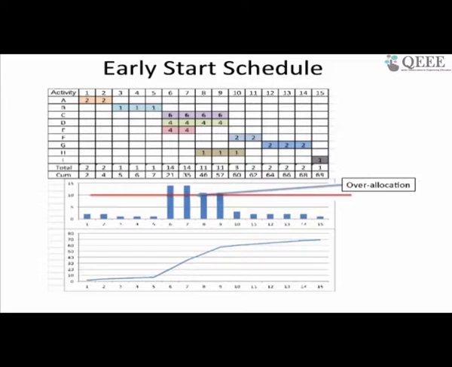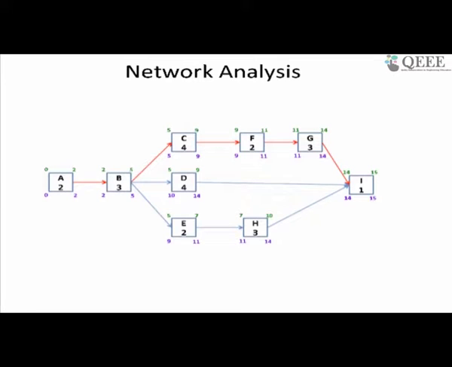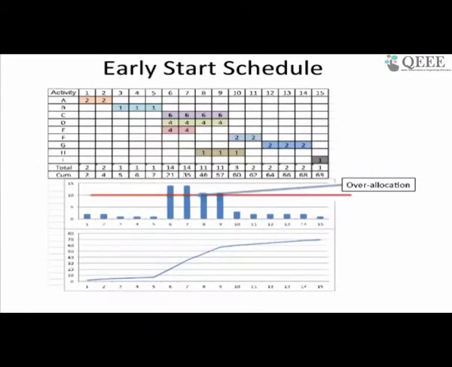How would this resource histogram change if I move D to the late start? So D can start, remember, as late as 10 and go to 14, right? So instead of starting here, I move D all the way here, go to 10 and go to 14. What would happen to the resource histogram? Can you tell me? Okay, so I have a couple of answers.